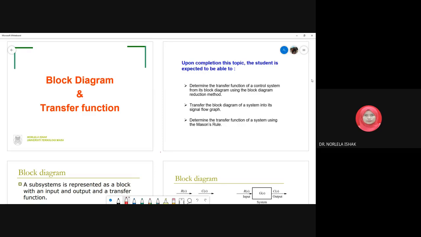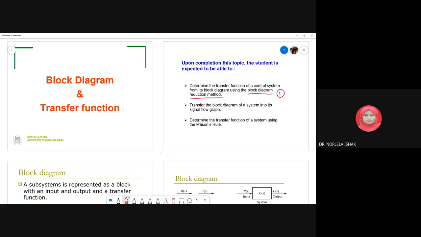Let's see the expected outcomes once we complete this chapter 2. The first one: the student should be able to determine the transfer function of the control system from its block diagram. Now here we have two methods to define the transfer function. The first method is the block diagram reduction method.